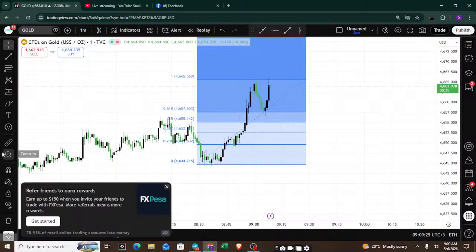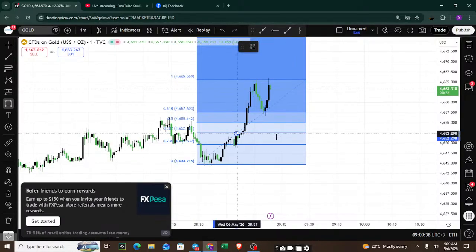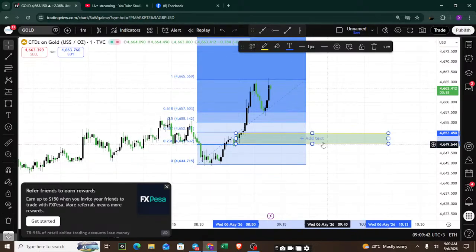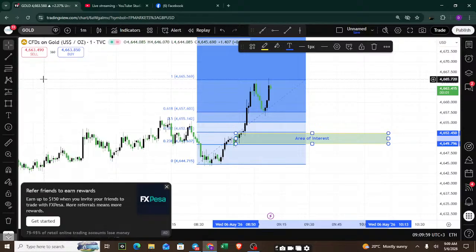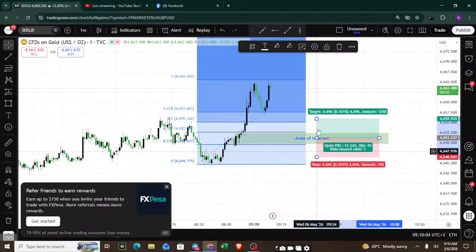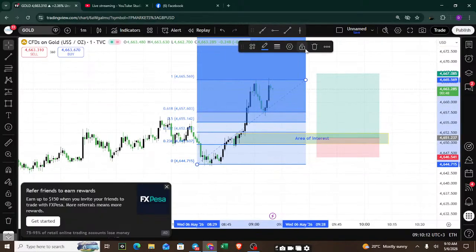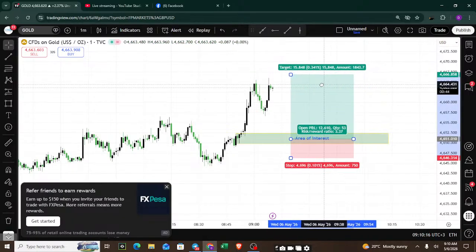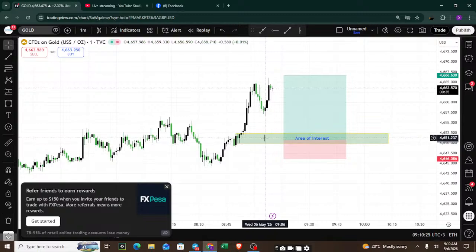We will be using what we call our fib. Now my anticipation today for gold is for gold to retrace back to this level and maybe get a buy. This is on the 1 minute time frame.